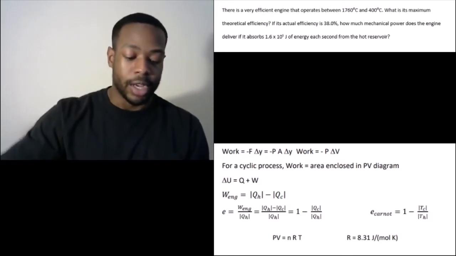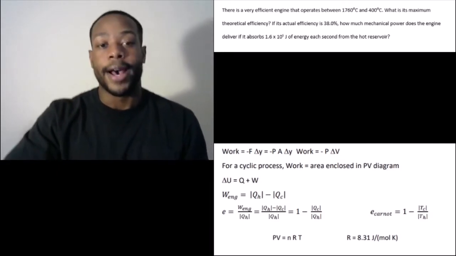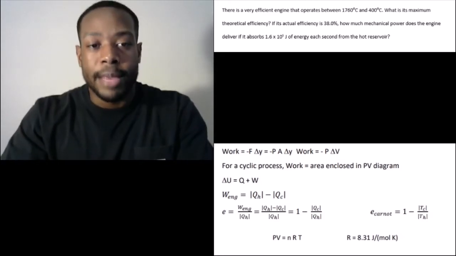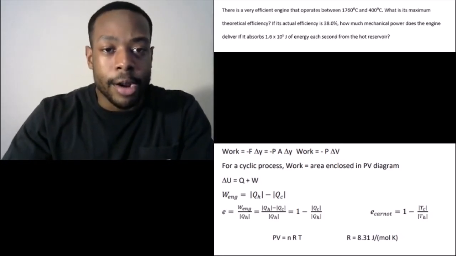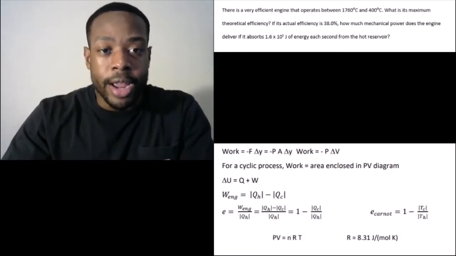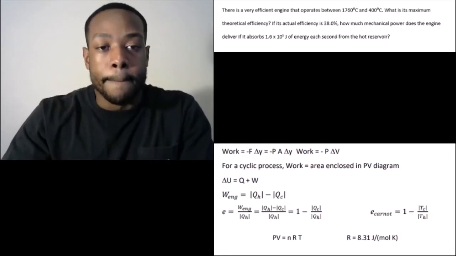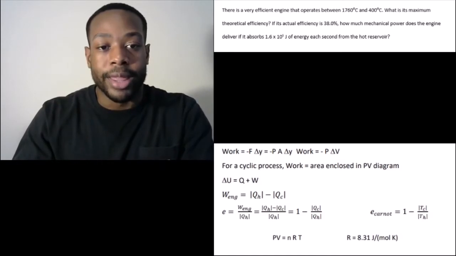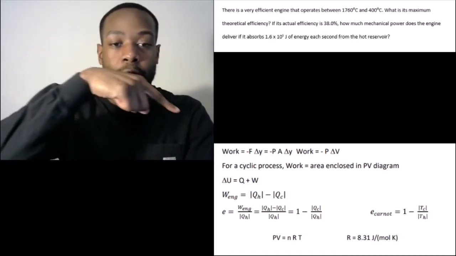So this one isn't too tough at all. We want to find its maximum theoretical efficiency. If you've been keeping up with the chapter, you should know that is the Carnot engine efficiency. In theory, a Carnot engine is the most efficient an engine can be, but that's all theoretical. But the idea is we can figure out exactly what that value would be.